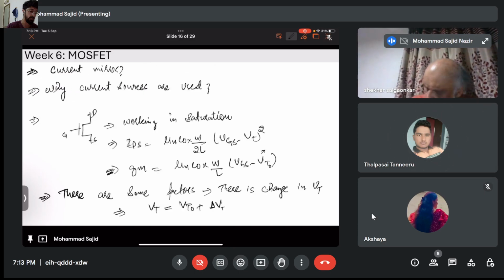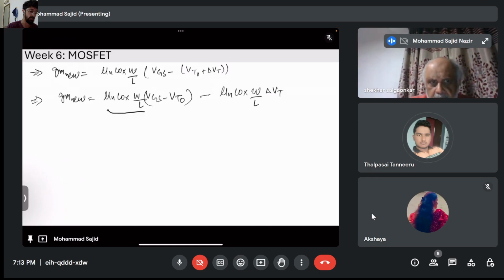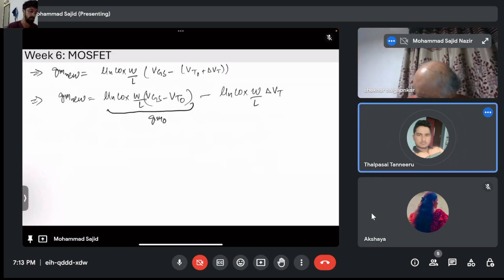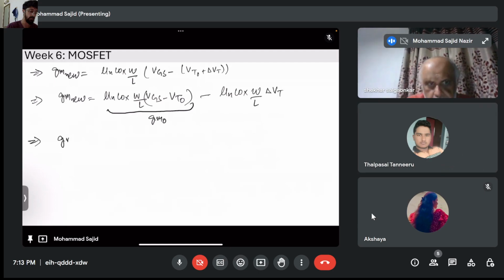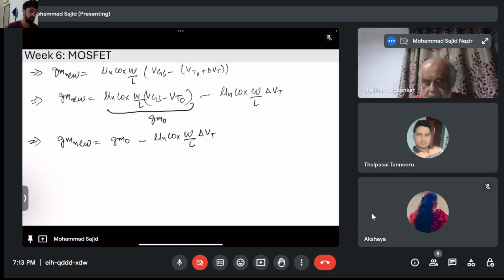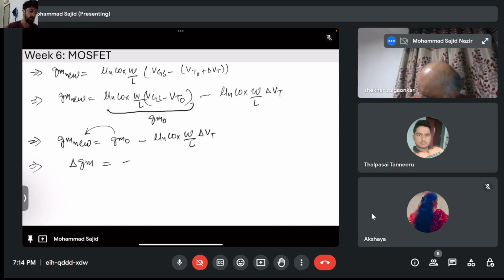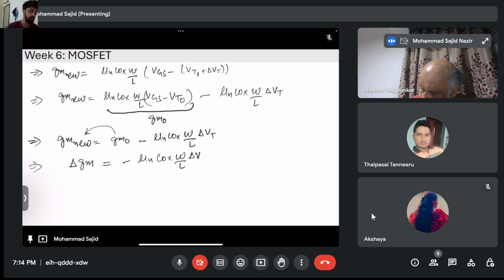So if I denote this as GM naught, my GM new will be equivalent to GM naught minus mu n C ox W by L delta VT. If I just take it on the left hand side, GM new minus GM naught will be delta GM. This will be equivalent to minus mu n C ox W by L delta VT.